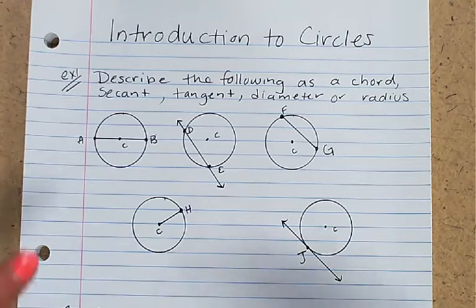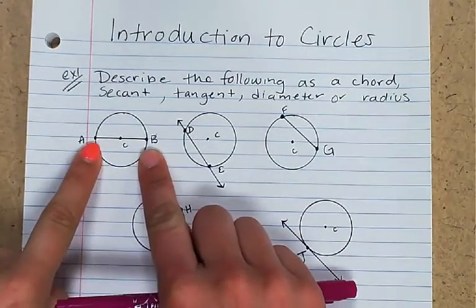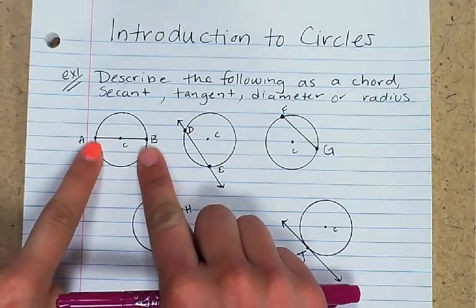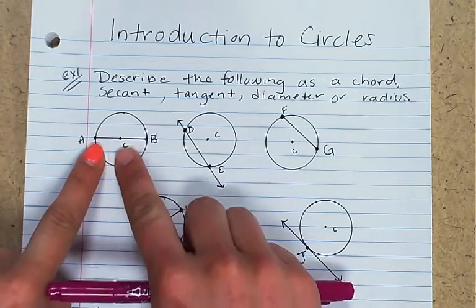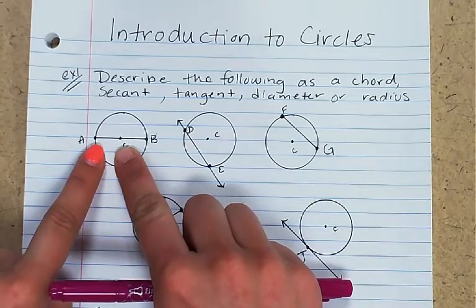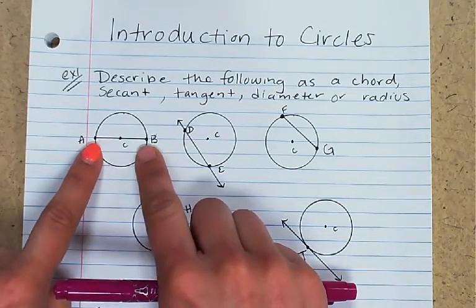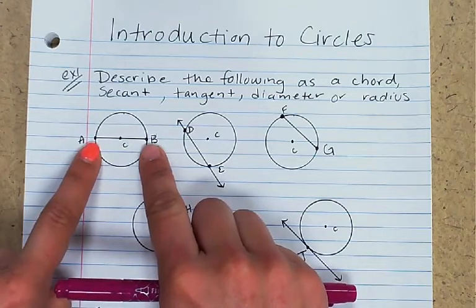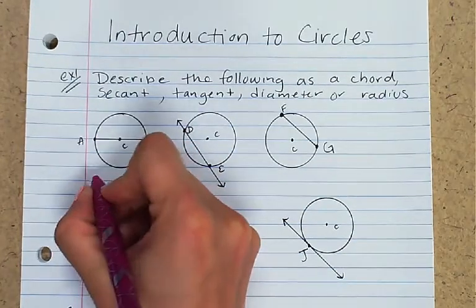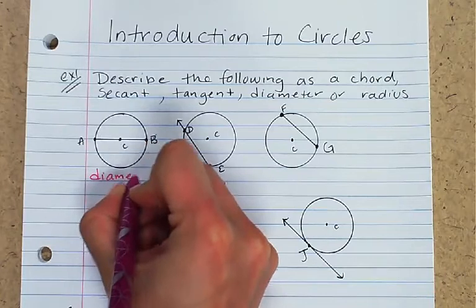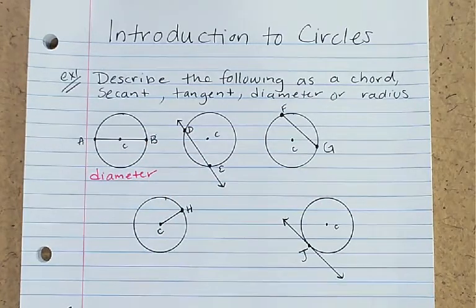So looking at this first circle, it's a segment. The endpoints are on the side of the circle. Because this is going through the center, this is a diameter. It also is a chord because it has endpoints on the side of the circle, but because it goes through that center, it is the diameter. Okay, looking at the next one, we have a line going through the circle.